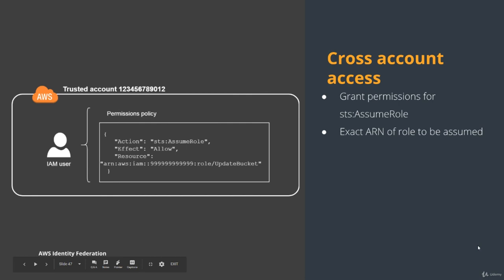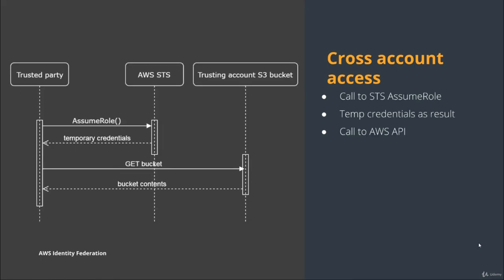The trusted account should update user permissions on its side to allow the AssumeRole action call. The ARN of the newly created role should also be specified. Once these preparation steps are completed, the trusted side can make a call to the STS action called AssumeRole, passing the ARN of the role from the trusting account. This call should be signed with the long-term credentials the trusted party has. As a result, temporary access credentials are returned, and they can be used to access trusting account resources using the API.